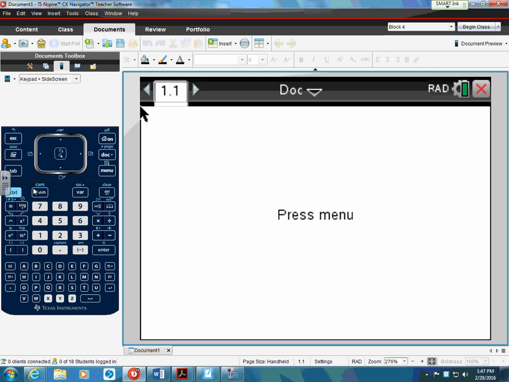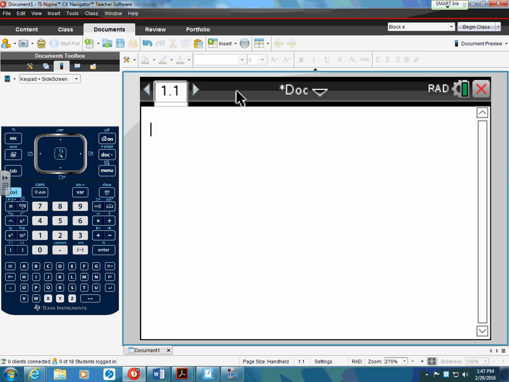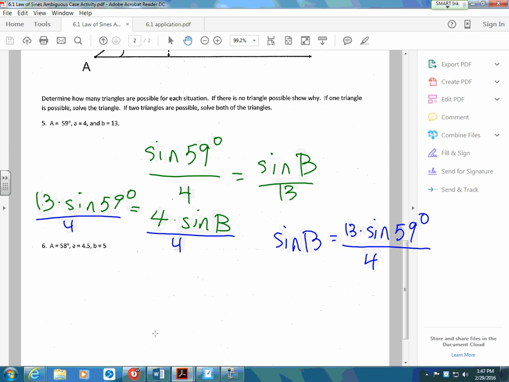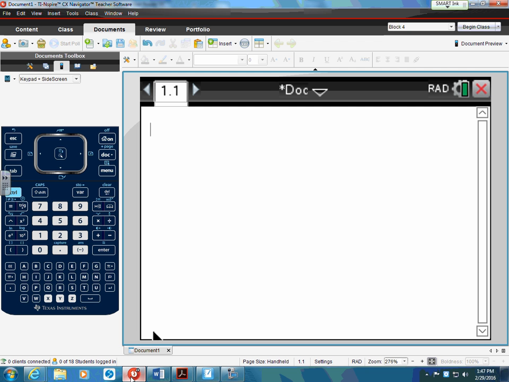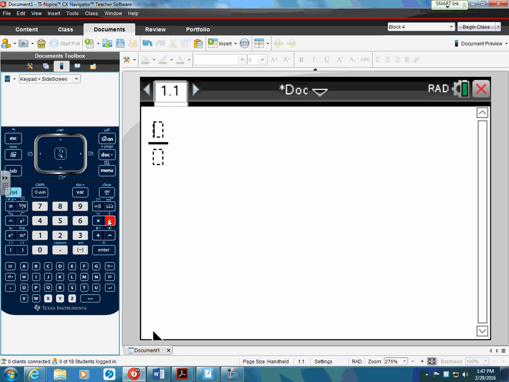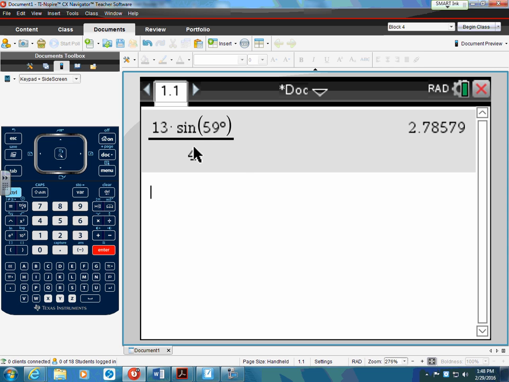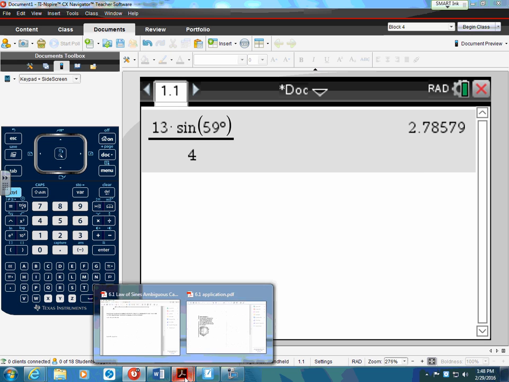So I am going to press menu. I want 13 times sine of 59 degrees over 4. So if I'm here, I'm going to do the fraction template. I want 13 times the sine of 59 degrees. I'm in radian mode, so I have to override that with the degree symbol, over 4. And so I'm getting 2.786 approximately. Do people agree? Okay, so I'll just say 2.79 for conversation purposes.